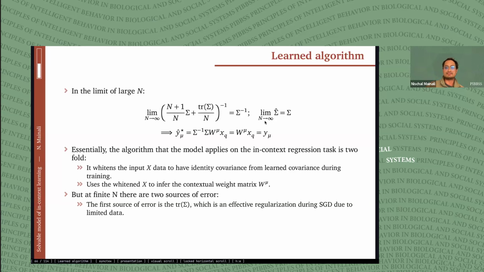And on the right-hand side also, this is an approximation. So sigma hat need not be exactly equal to sigma. There can be finite corrections to it. So that will also give rise to error. So the error of the trained model in linear regression, which is going to be small but non-zero, comes from these two factors.